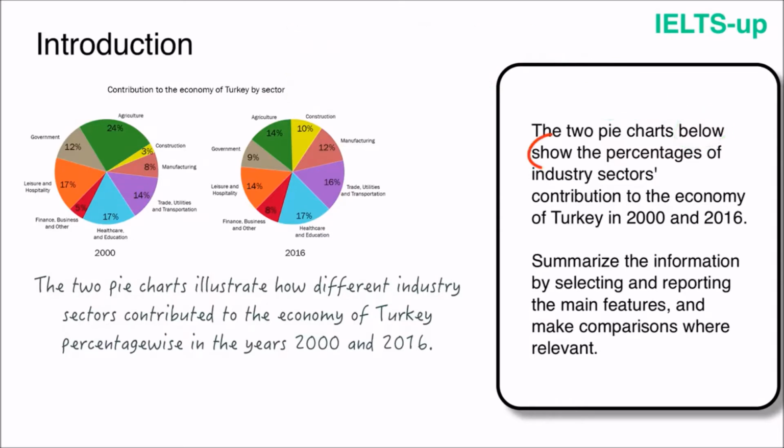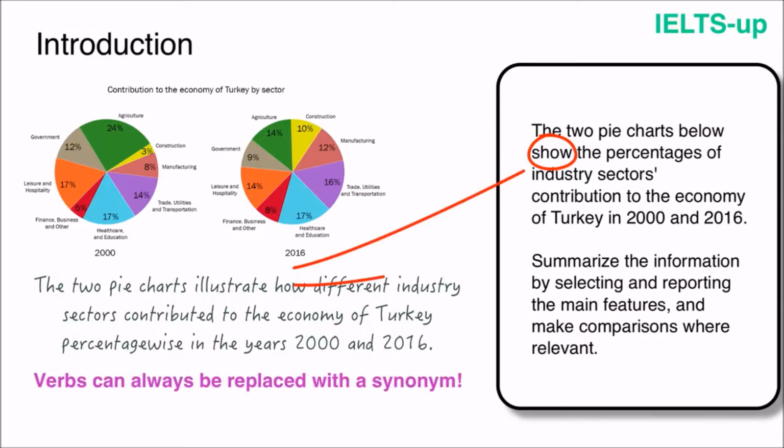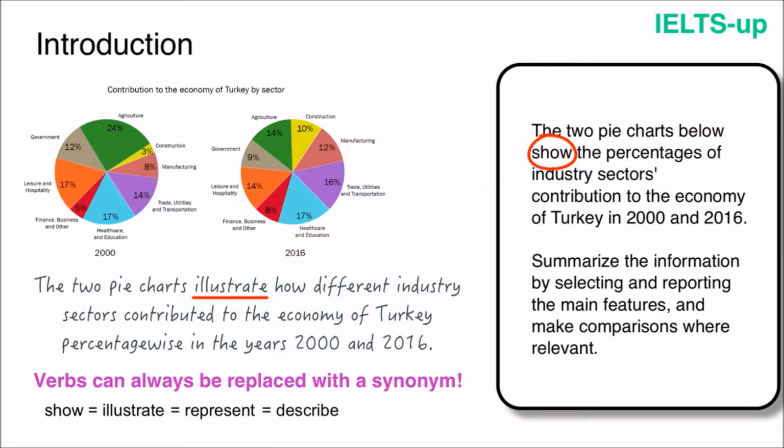Next we have the verb show. And verbs can always be replaced with a synonym. I decided to replace the word show with illustrate. But this is not the only option. We could also use such synonyms as represent, describe, or provide information about.